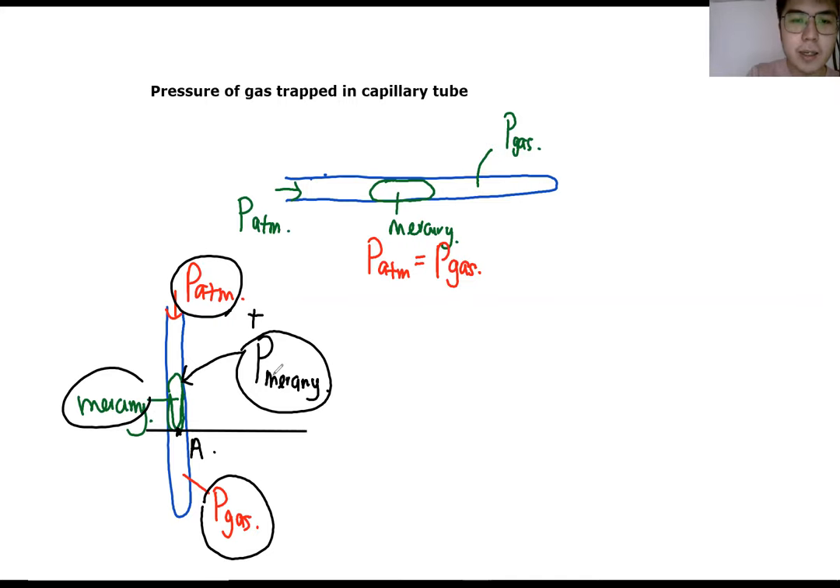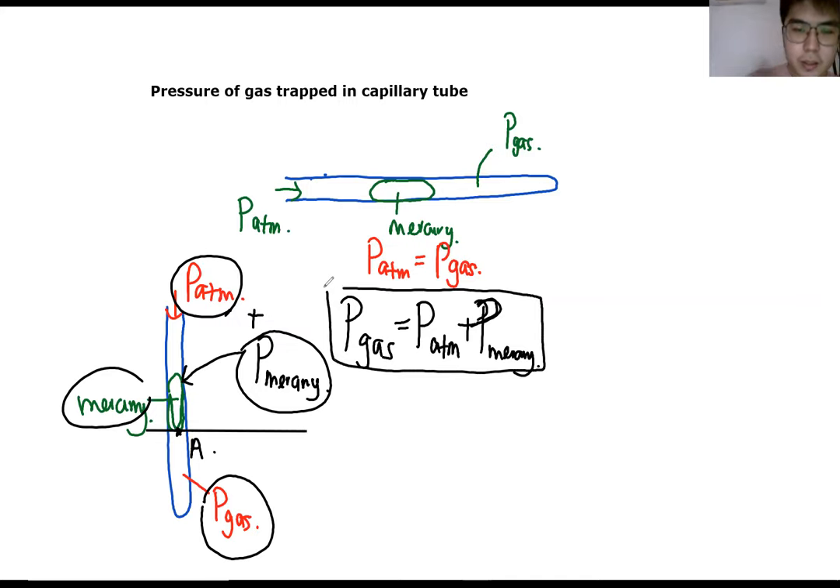In other words, I can write P gas equals the pressure of atm plus the pressure of the mercury. So this is the equation: P gas equals P atm plus P mercury. And this P mercury, you can actually write as h rho g, and it simply equals the weight of the mercury droplet. So if you change the orientation of the capillary tube, the pressure changes. You have to understand what your orientation is and how it affects your pressure.